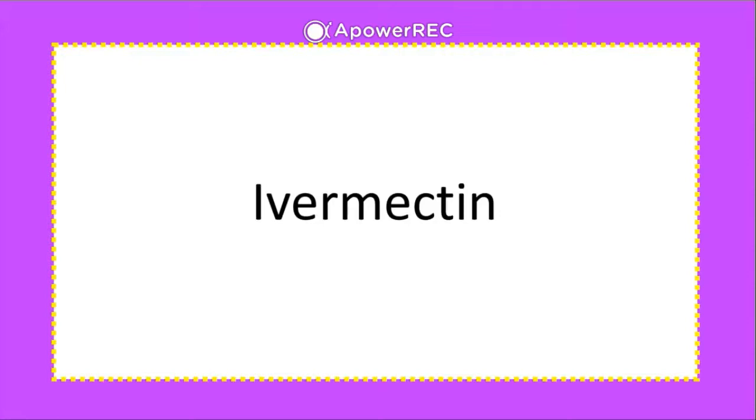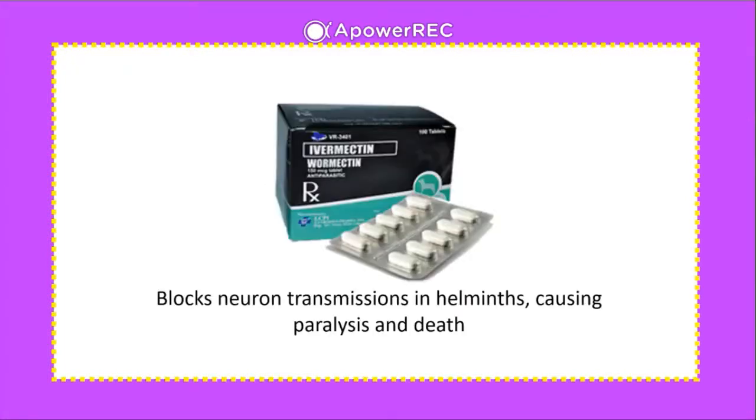Next one is Ivermectin. Ivermectin blocks the neuron transmissions in helminths, which causes paralysis and death.